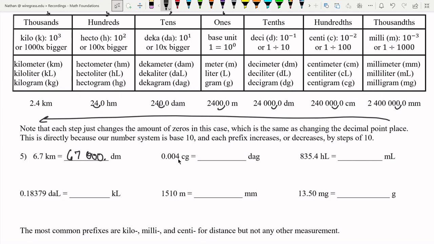We have 0.004 centigrams, and we want to move up to decagrams. So we have centigrams to decagrams. That's going to be 1, 2, 3 spaces to the left, or we're going from a smaller unit of measurement to a bigger one. So I need less and less of it. When I move this to the left, it's three spaces. So 1, 2, 3. I'm going to add zeros in there. So 0.004 centigrams is the same thing as 0.000004 decagrams.